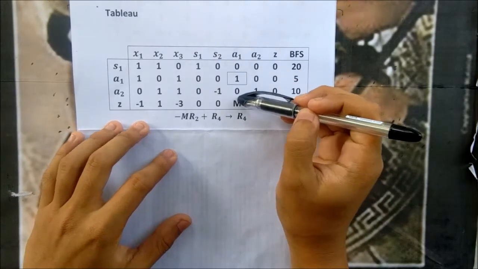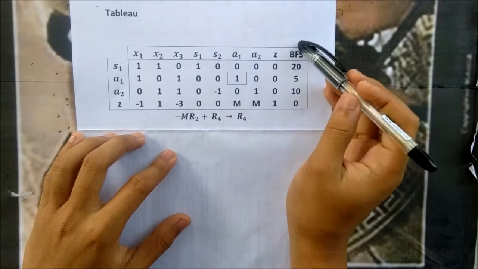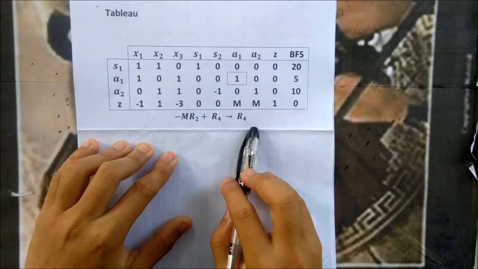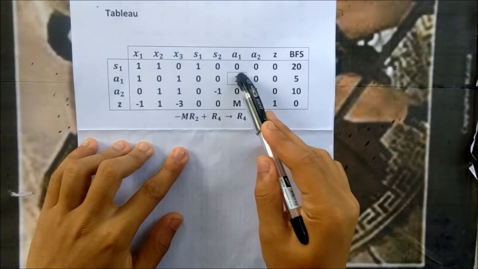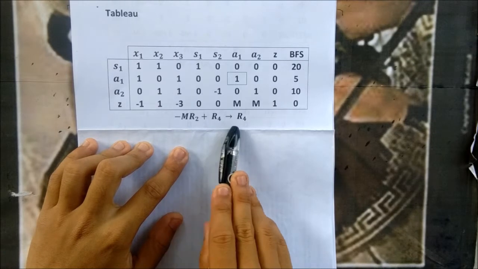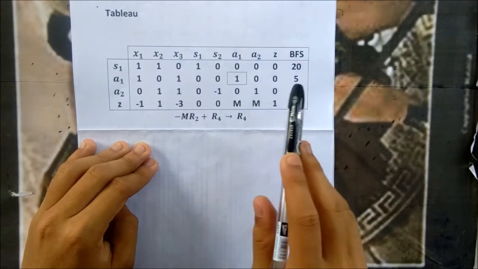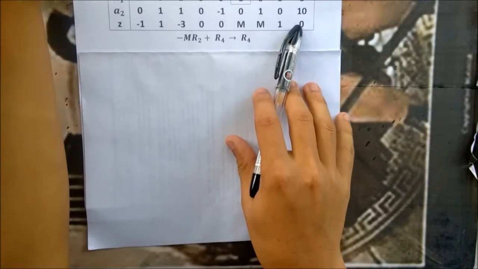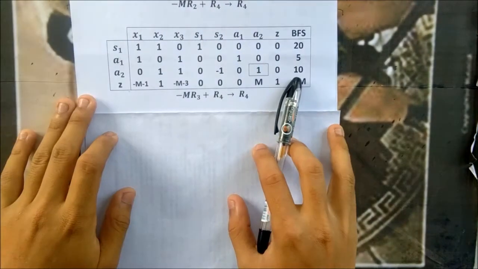Now we want to make it 0 because that is the simplex algorithm method. That's why we perform a basic row operation, negative M times r2 plus r4, which will become r4, so that only row 4 will be changed in the process. Now this is our second tableau after performing the row operation. Here it is.